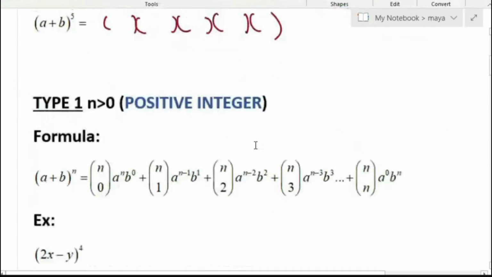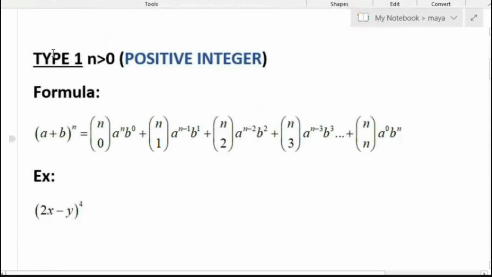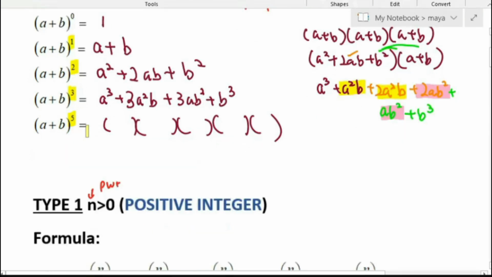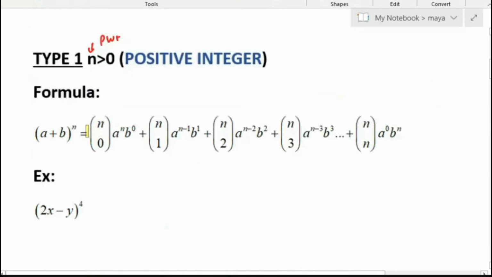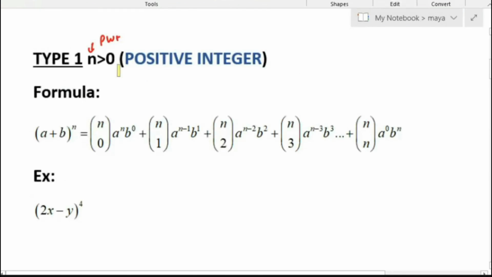So we have two types here. For the first type, where our power n is greater than 0, it means when we see our power here, it is a positive integer, like just now. What does positive integer mean? 1, 2, 3, 5, 6, 10. No fractions, positive. If our power is a positive integer, we can expand using this formula.